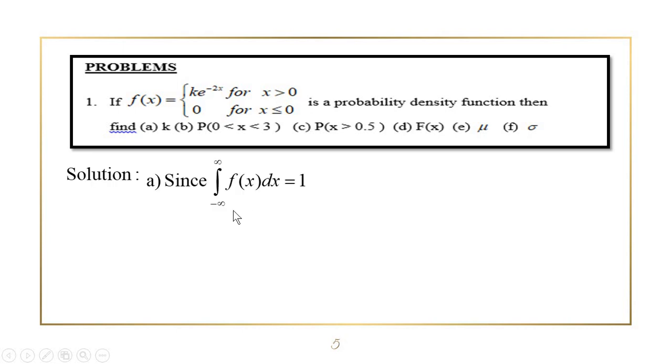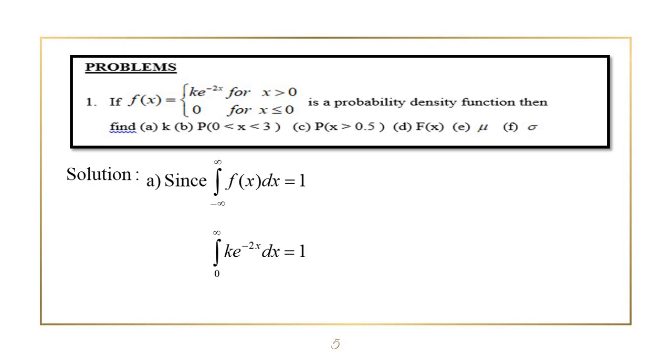We know that integral minus infinity to infinity f of x dx equal to 1. Using this property we are going to find out the value of k. Since in our function, when x is greater than 0, f of x is k into e raised to minus 2x, you have to integrate only from 0 to infinity, because when x is less than 0, the function is 0. Therefore, there is no point in integrating from minus infinity to 0. So you have to integrate from 0 to infinity.